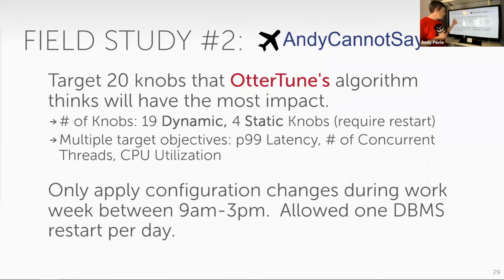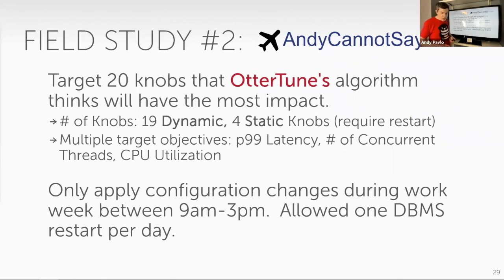19 of them are going to be dynamic. 4 of them are going to be static. So dynamic means that I can change the knob, and I don't have to restart the system before that takes effect. And the static ones are ones you change, and then they don't take effect until you restart the system. Postgres has the same issues. The commercial guys all have the same issues. Which knobs require restart or not, it's exposed to you in the documentation, but OtterTune is aware of which knobs, whether or not it's allowed to restart. And if it's not allowed to restart, then it won't tune any of the static ones.